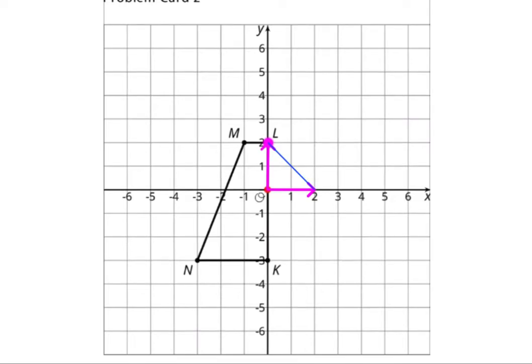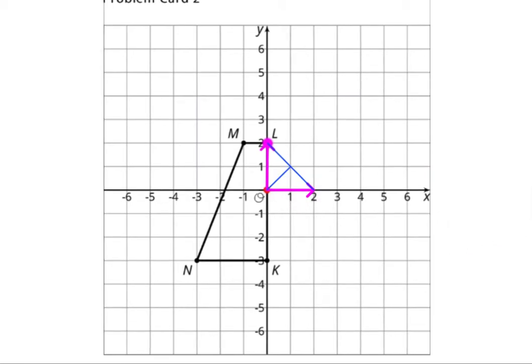And then you can prove that by connecting the 2 corresponding points and then drawing a line that's perpendicular through the center of rotation. Well, it better go through this origin because that is the center of rotation. And it does. So that's L prime, rotated 90 degrees.